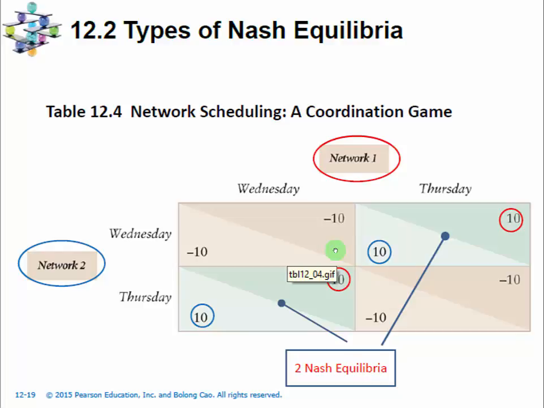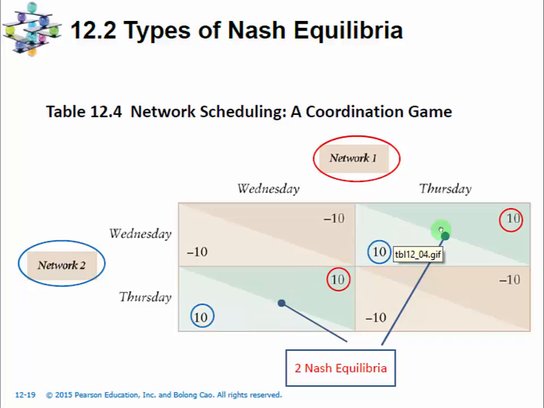Cheap talk can be useful only if the information conveyed in this cheap talk is credible. If network 1 says, I will schedule the show on Wednesday, network 2 better believe network 1 will follow through this announcement. In this game, we actually do have that kind of incentive for both networks to tell the truth in the cheap talk before the game officially starts.